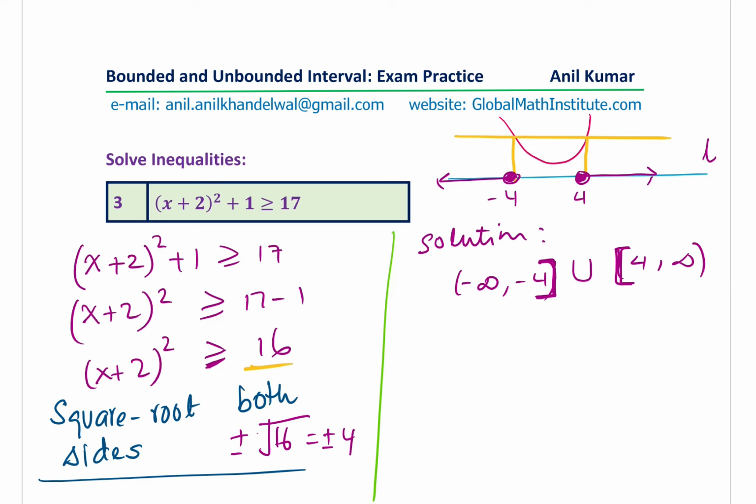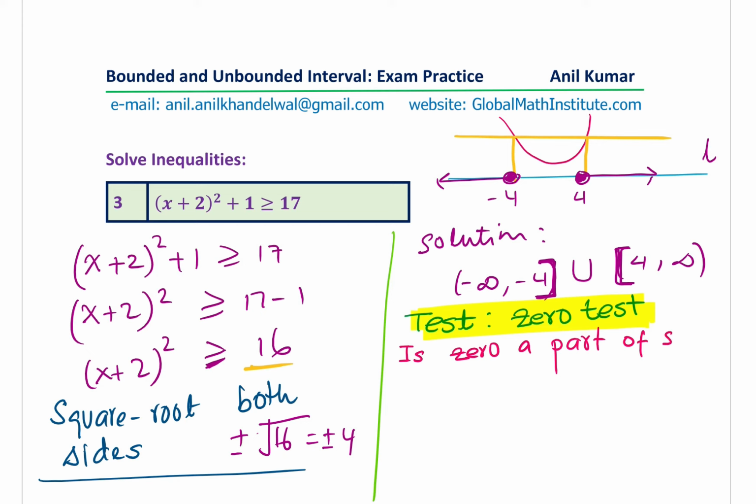Perfect. Now at this stage, I'd also like to tell you that we could always test a result. So we call this a zero test. Now this is a very important step. It doesn't take much time. So we have to see whether 0 is a part of solution or not. So the question is, is 0 a part of solution? So that is the question. In our case, the answer is no, right? So in our case, the answer is no.